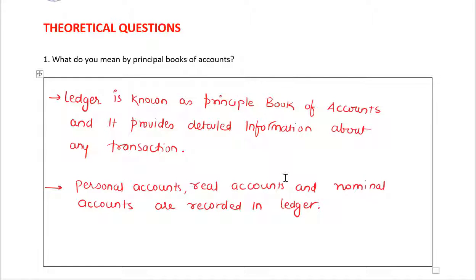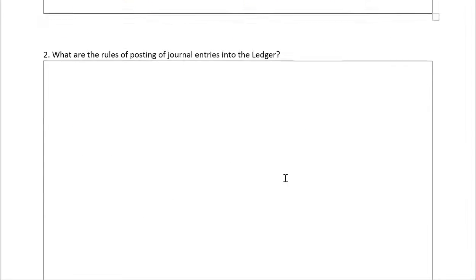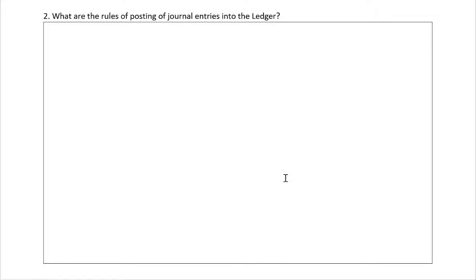I believe it is clear till here. Let us move ahead to the second question now. The question is, what are the rules of posting of journal entries into the ledger? How do we post journal entries from journal to the ledger? What we do in ledger books is prepare a separate ledger book for each account, and entries from the journal are posted to the respective accounts accordingly.